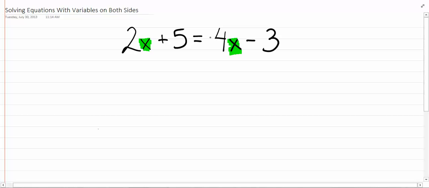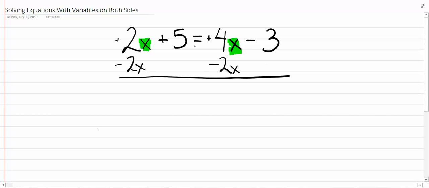So I can either, one way to do it, this is a positive 4x. So I could subtract 4x from this side to the other side. However, if I did that, I would end up with a negative. And I see that, so I actually want to subtract this 2x from this side and do it to the other side of the equal sign as well. So this positive 5 comes down. 4x minus 2x is equal to 2x, and this negative 3 or minus 3 comes down.